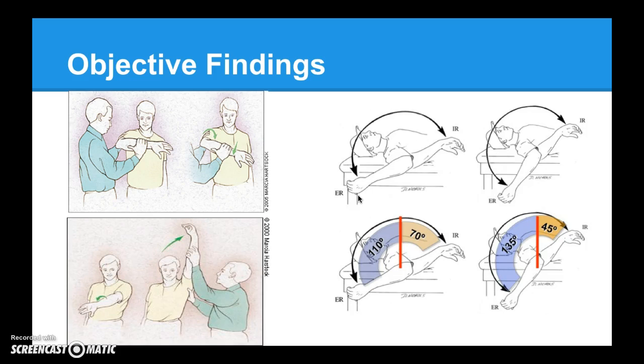The top left shows Hawkins-Kennedy's special test for impingement, and the bottom left shows Neer's special test for impingement. Both are considered positive if the test reproduces the patient's familiar pain. The picture on the right describes the internal and external range of motion at the shoulder. This is important for secondary impingement, especially for the overhead athlete.